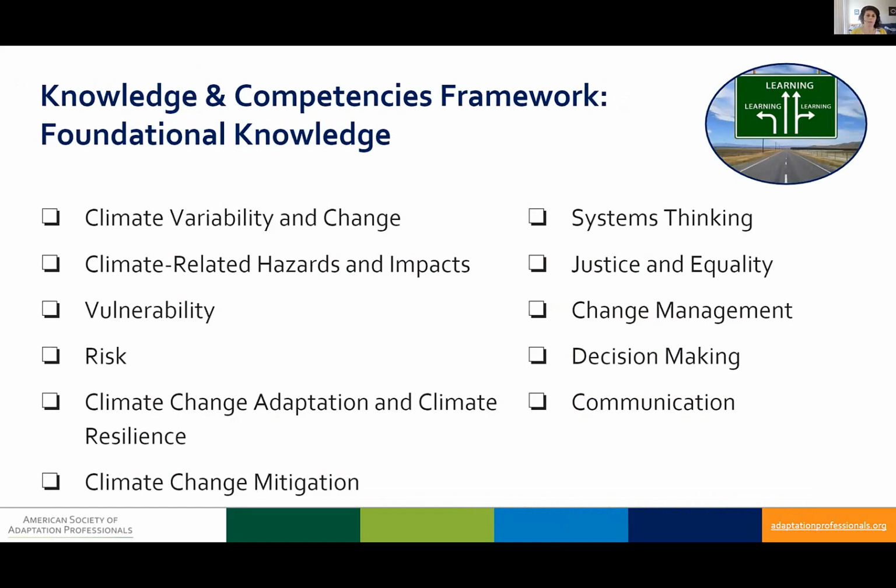So really briefly, I'm going to go through our final professional guidance resource, which is the Knowledge and Competencies Framework. And we're not going to dive into this in depth, but the Knowledge and Competencies Framework provides a complete view of the knowledge and competencies needed to ensure that professionals and students and learners of all type are prepared to do effective adaptation work in whatever context they may be operating in. And the idea here is that all adaptation professionals should possess each of these knowledge areas, and then the competencies, which I'll show in just a second.